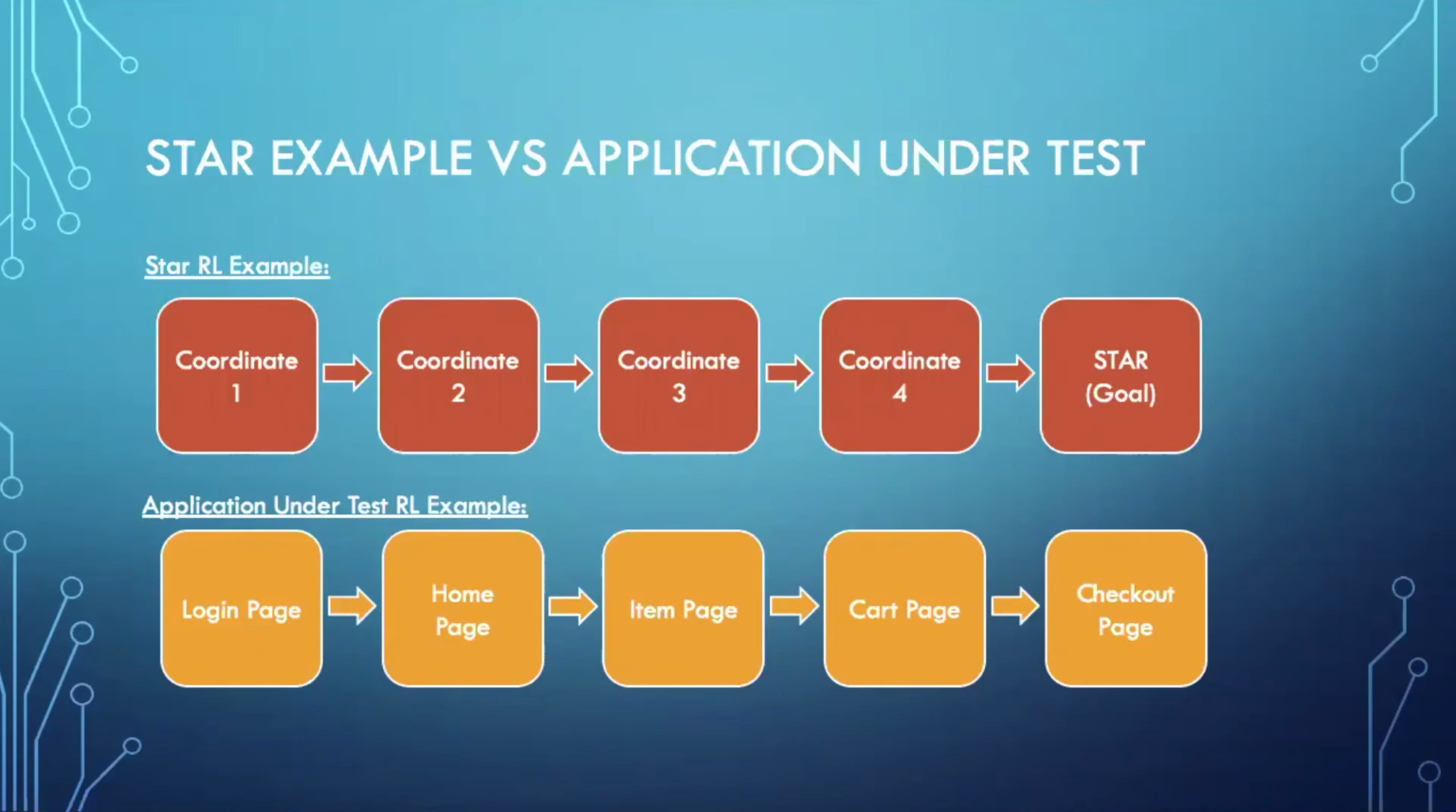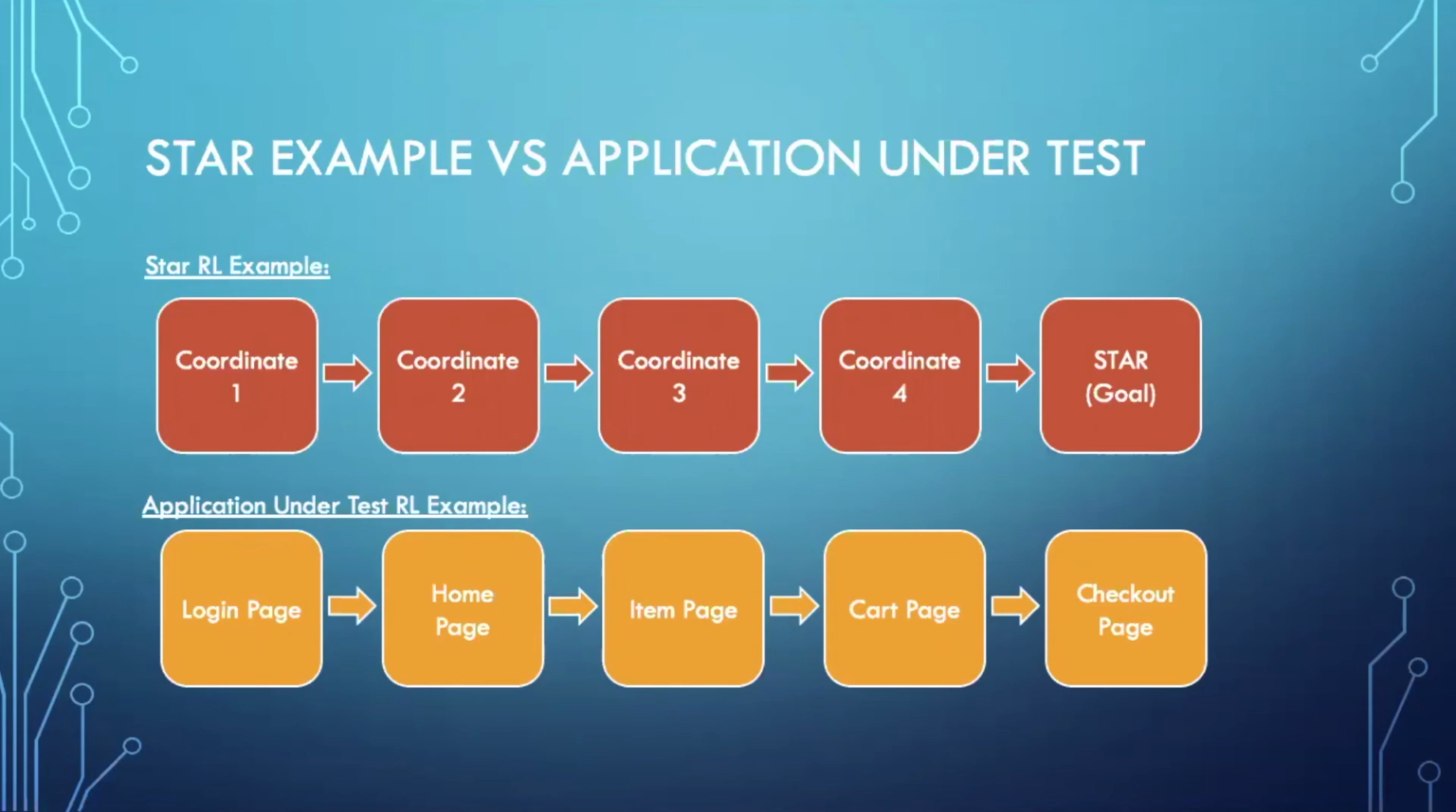I want to give a quick example of a comparison between the star example that we're talking about and an application under test. So in the star example that we gave, it was a grid value, right? So a pretty straightforward, not realistic example. So we have coordinates on a grid and we have our end goal, which is the star. And as we move through the coordinates, we figure out what the most efficient path through that grid to the star will be.